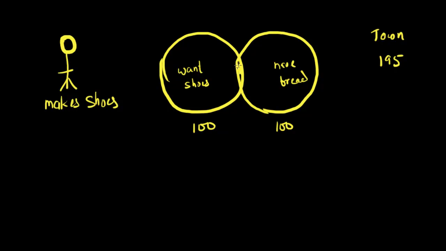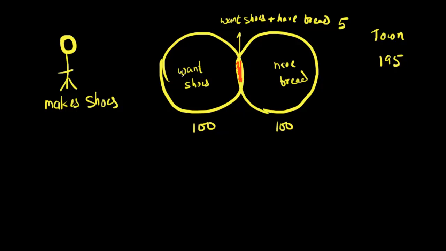And this overlap over here, let me just use another color. So this overlap over here represents people who want shoes and who have bread. So I'm going to write that up over here. People who want shoes and have bread. And we're going to assume that there's 5 of them.